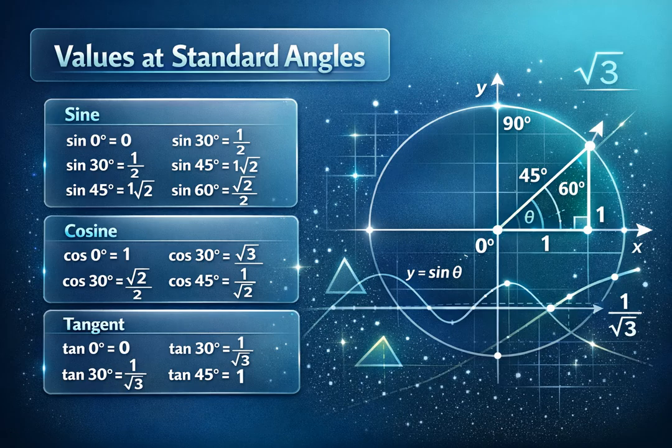You must memorize values at standard angles. At 0 degrees, sine is 0 and cos is 1. At 30 degrees, sin is 1 over 2 and cos is root 3 over 2. At 45 degrees, both sin and cos are 1 over root 2. At 60 degrees, sin is root 3 over 2 and cos is 1 over 2. At 90 degrees, sin is 1 and cos is 0.